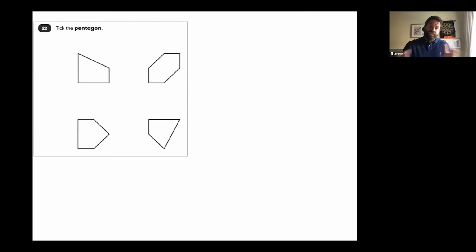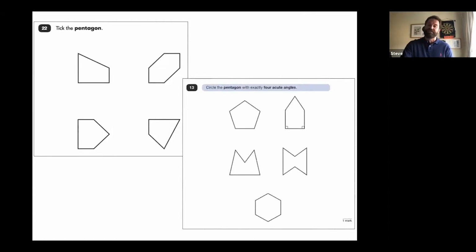And at the same time, the assessment changed. Key Stage 1, Key Stage 2 SATs changed, National Curriculum Test, the GCSE changed the last few years. Here's an example from Key Stage 1. And it's really interesting, isn't it, that the standard pentagon, the one that I pick out of the shape set, isn't there. So that's really beginning to expose, do you understand what a pentagon is?